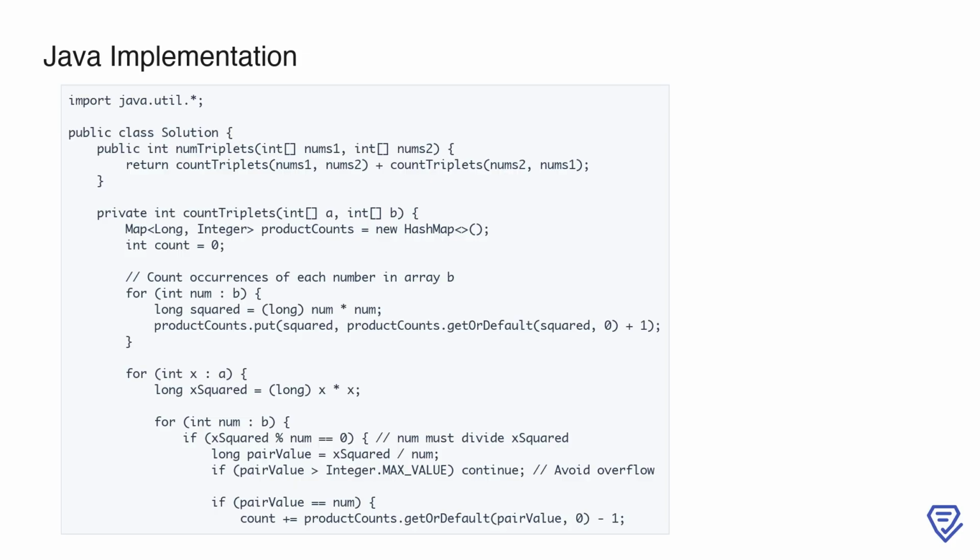In the countTriplets method, we start by creating a hash map called productCounts to store the frequency of the squares of elements in array B. We iterate through each number in B, compute its square, and update the map with its occurrence count.